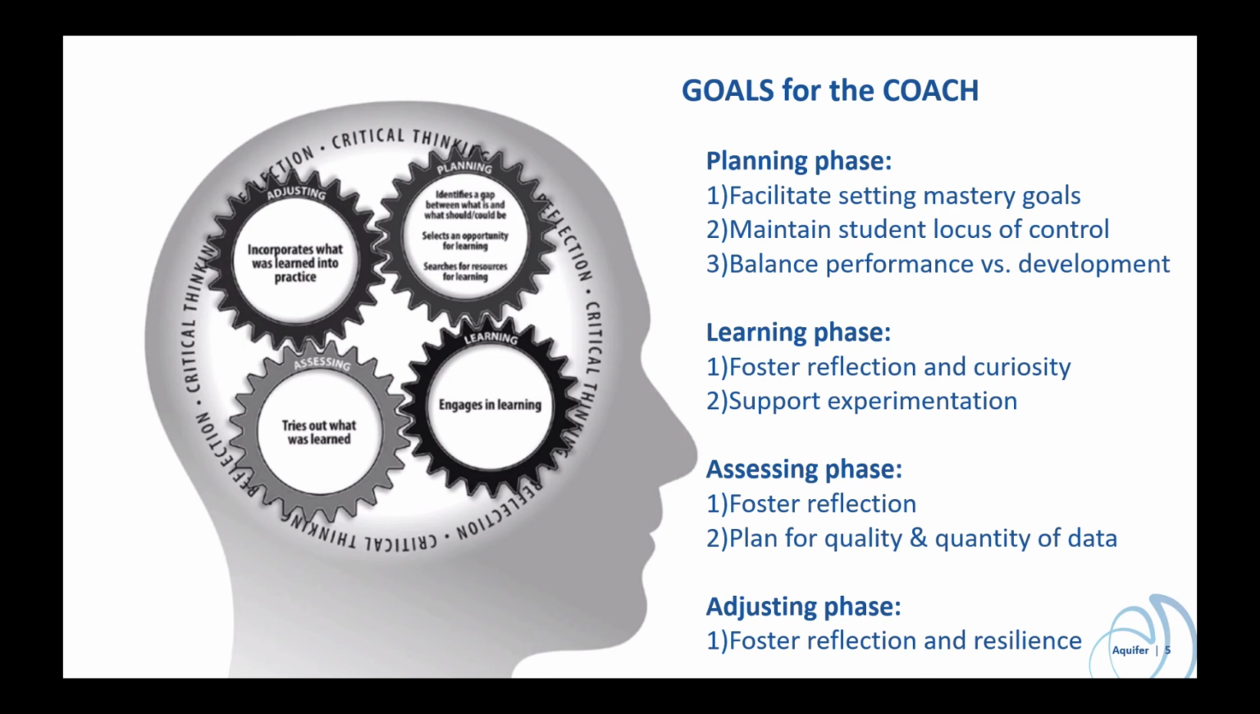In the learning phase, support experimentation. In the assessing phase, really talk about and plan for how they're going to use the data that they're going to get, and assess both the quality and quantity. And finally, in the adjusting phase, really support them and their resilience and normalize things for them, because this cycle is a cycle and they're always going to be adjusting. And maybe share that you've done that too.